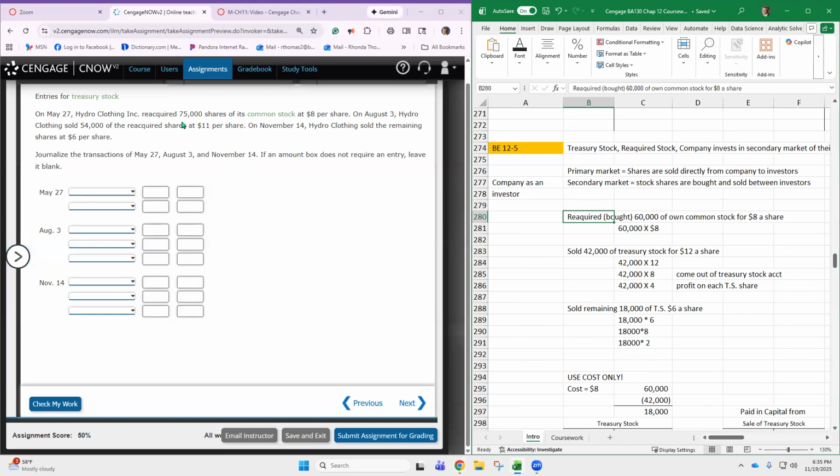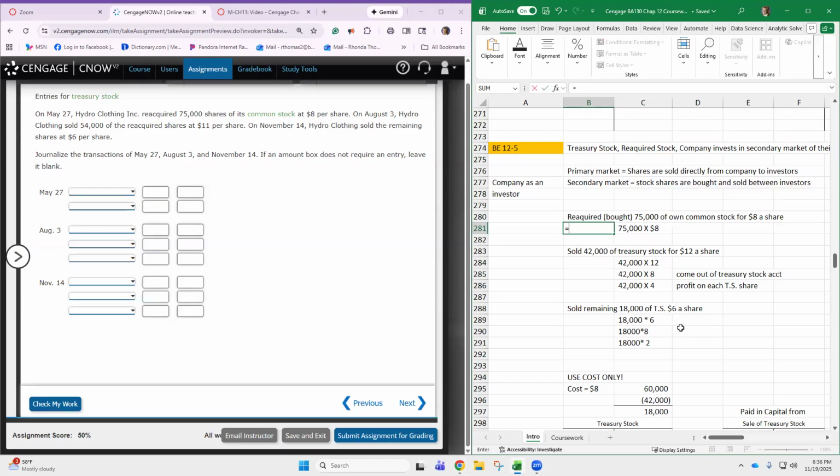How many are we going to buy? We're going to buy 75,000 shares. So you're going to have to figure out how many shares you're buying, just like any other investor would. And what is the price that we're paying? For our own common stock, we're paying $8 a share. Let's calculate 75,000 times 8. How much money are we paying to buy back 75,000 of our shares?